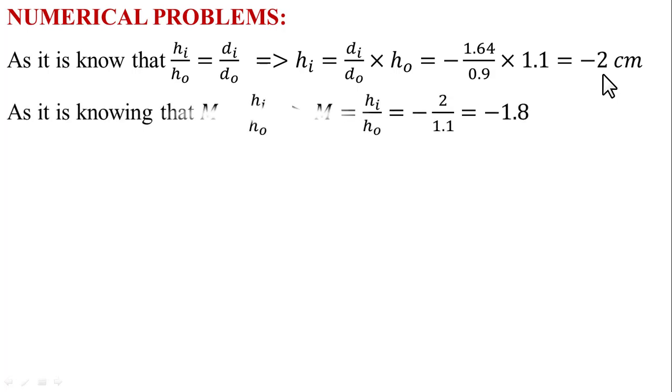Now in the last part we calculate the magnification. As we know, m is equal to hi over h naught. This implies that m is equal to hi over h naught, which is equal to minus 2 divided by 1.1, that is equal to minus 1.8. So the magnification is minus 1.8.